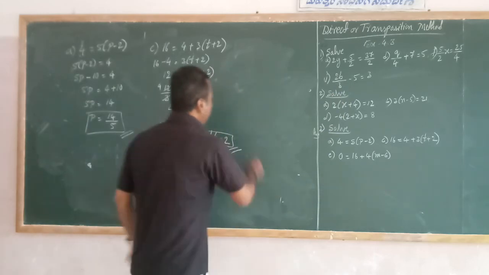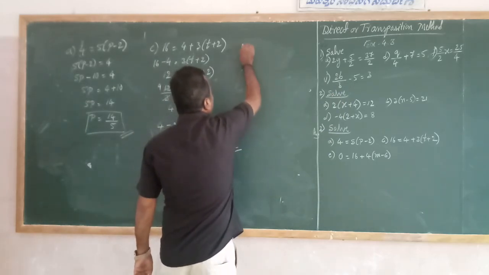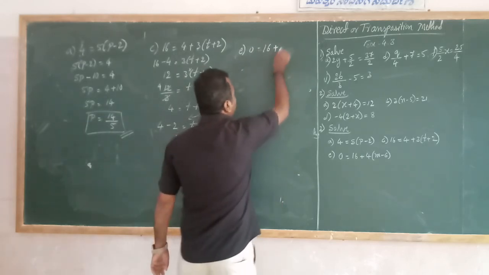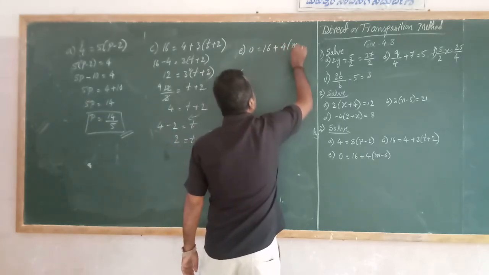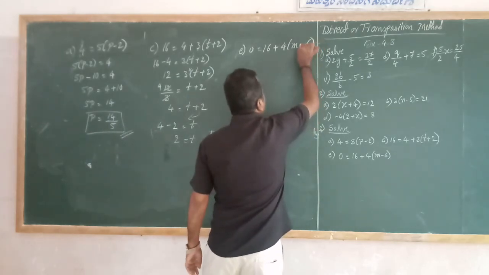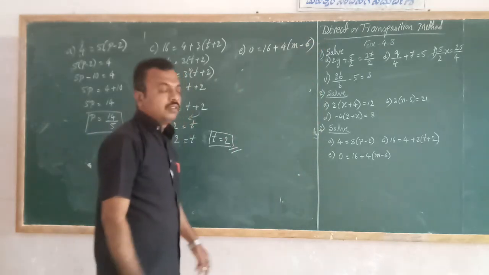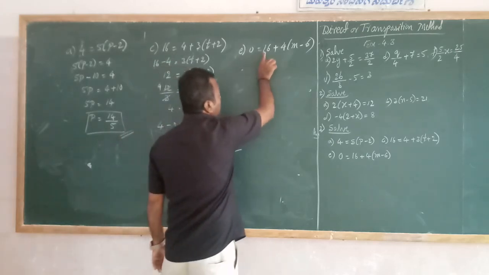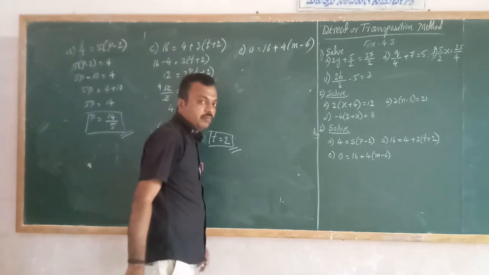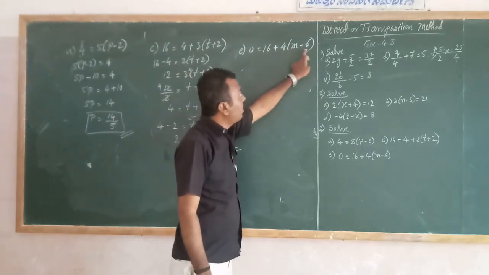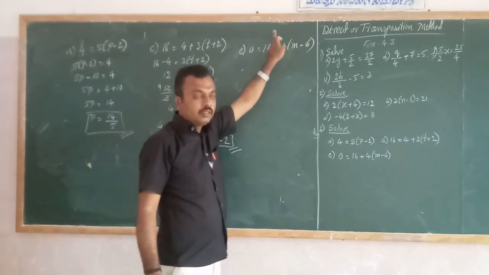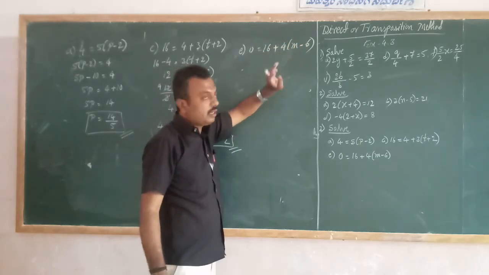And then E. 0 is equal to 16 plus 4 into (m minus 6). Now again this one is also not possible to add. 16 and 4 cannot be added because 4 into (m minus 6) is there. This is only one whole term. That's why 16 and 4 never add.